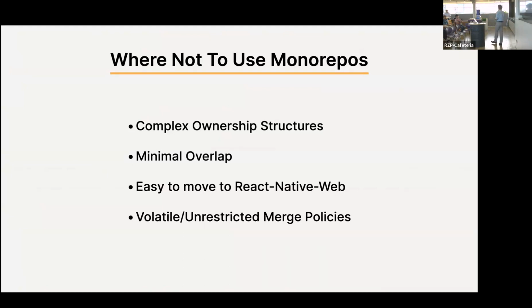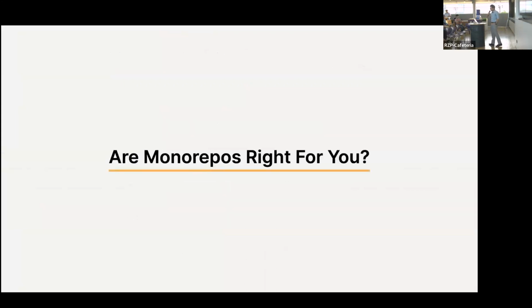Volatile and unrestricted merge policies, where there is no branch protection or anything of that sort, where anyone can just merge volatile and breaking code and break whatever is on main, right? If you do not have strict branch protection set up, then monorepos may not be the best solution for you. So what's the final verdict on this?